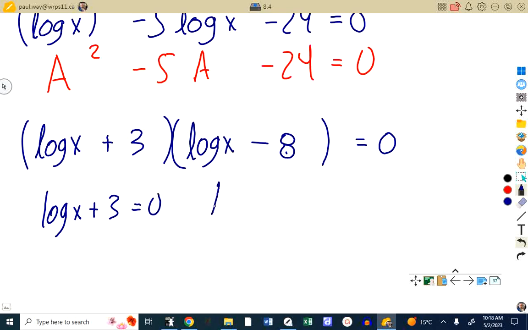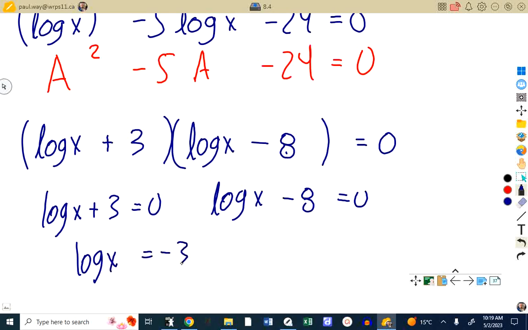And this is log of x minus 8 equals 0. We get log of x equals negative 3. We get log of x equals 8. Now what?